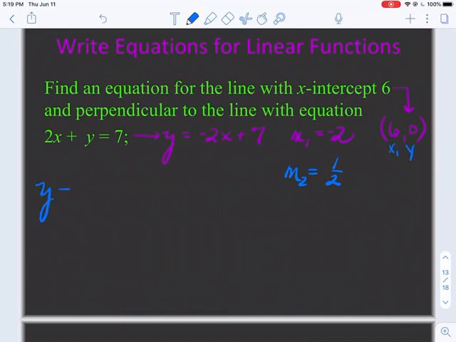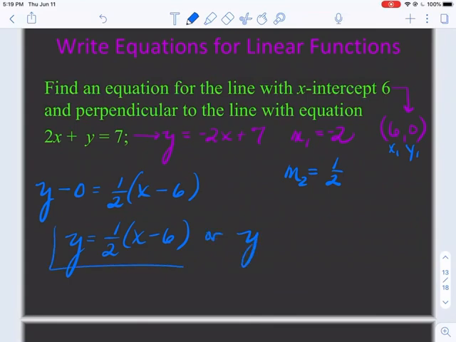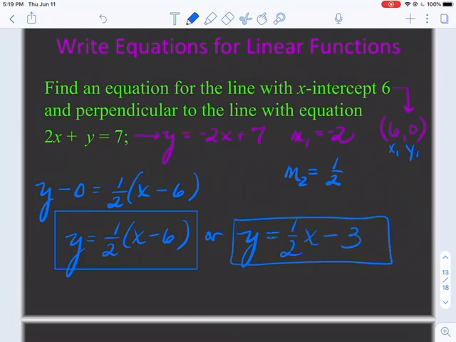You should have started out with the equation: y minus 0 is equal to a positive 1/2 times the quantity x minus 6, where here's your x1, y1. So we get the equation y is equal to 1/2 times the quantity x minus 6. That is a valid answer, and even the one above is a valid answer as well. In slope-intercept form, we have y is equal to 1/2 x minus 3. Either equation is fine.